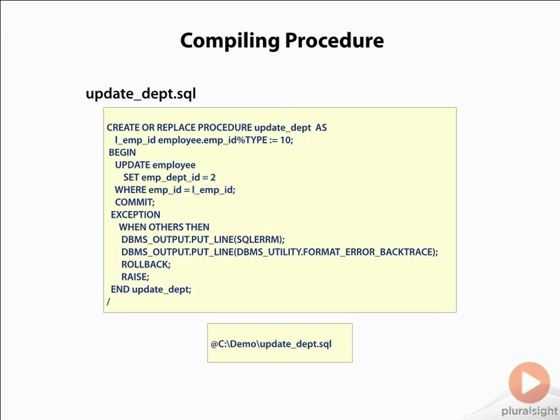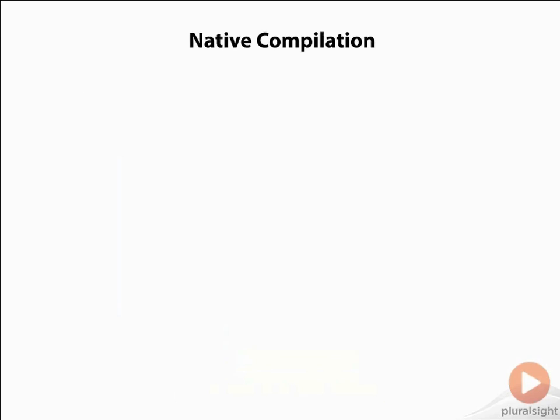Say that file is saved in the c:\demo directory. To run that file from SQL+ or SQL Developer, I will put the @ sign followed by the full path name to the file and then hit enter in SQL+, or click Run Script in SQL Developer to run it. Once you have compiled a procedure, you can compile it again using the alter procedure compile syntax. Alter procedure update dpt compile will recompile the update department procedure.